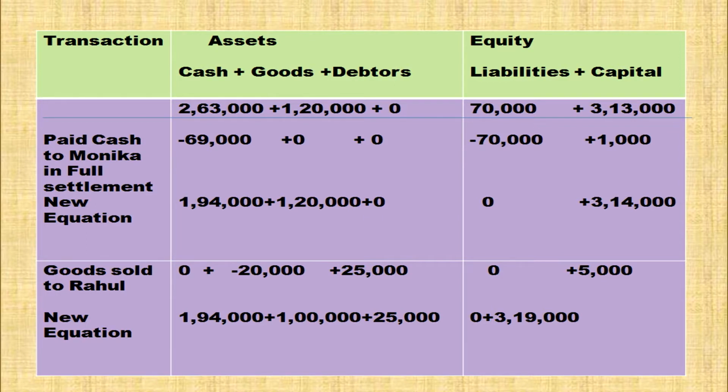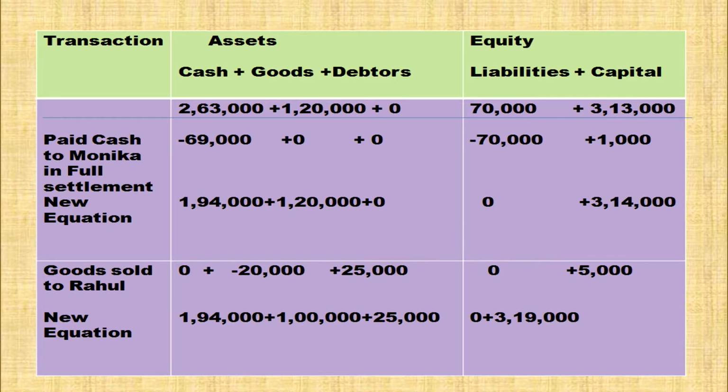And goods are sold to Rahul, so a debtor is arising. So, the debtors column should be included in the asset side, plus 25,000. It is sold for rupees 25,000. So, selling price is 25,000. Debtors are arising for rupees 25,000. Selling price 25,000 minus cost price 20,000, so 5,000 profit as selling price is more than the cost price. That profit is added with the capital.